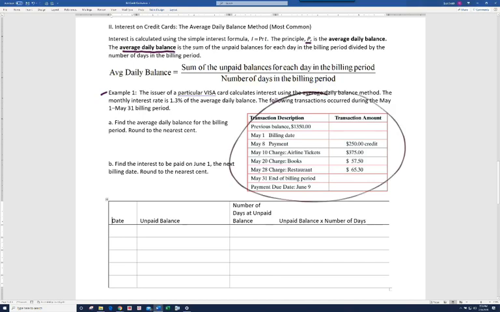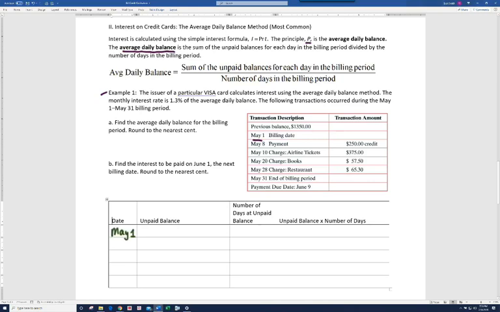So what we're looking at here. In A it says find the average daily balance for the billing period, round to the nearest cent. All right. So here's how we're going to do this. So first of all, you want to look at the first day of the month, which is May 1st, which we can see right here. And I'm going to go ahead and put that date into the table.